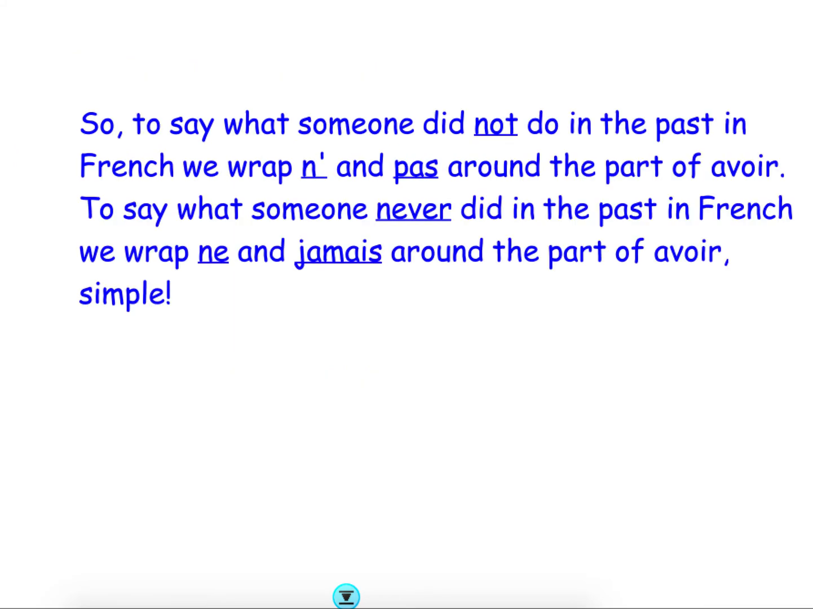So, to say what someone did not do in the past in French, we wrap ne and pas round the part of avoir. To say what someone never did in the past in French, we wrap je, ne and jamais around. Okay? Just remember that if a vowel comes after this, so A, E, I, O or U, we need to drop this E and add an apostrophe. Okay?